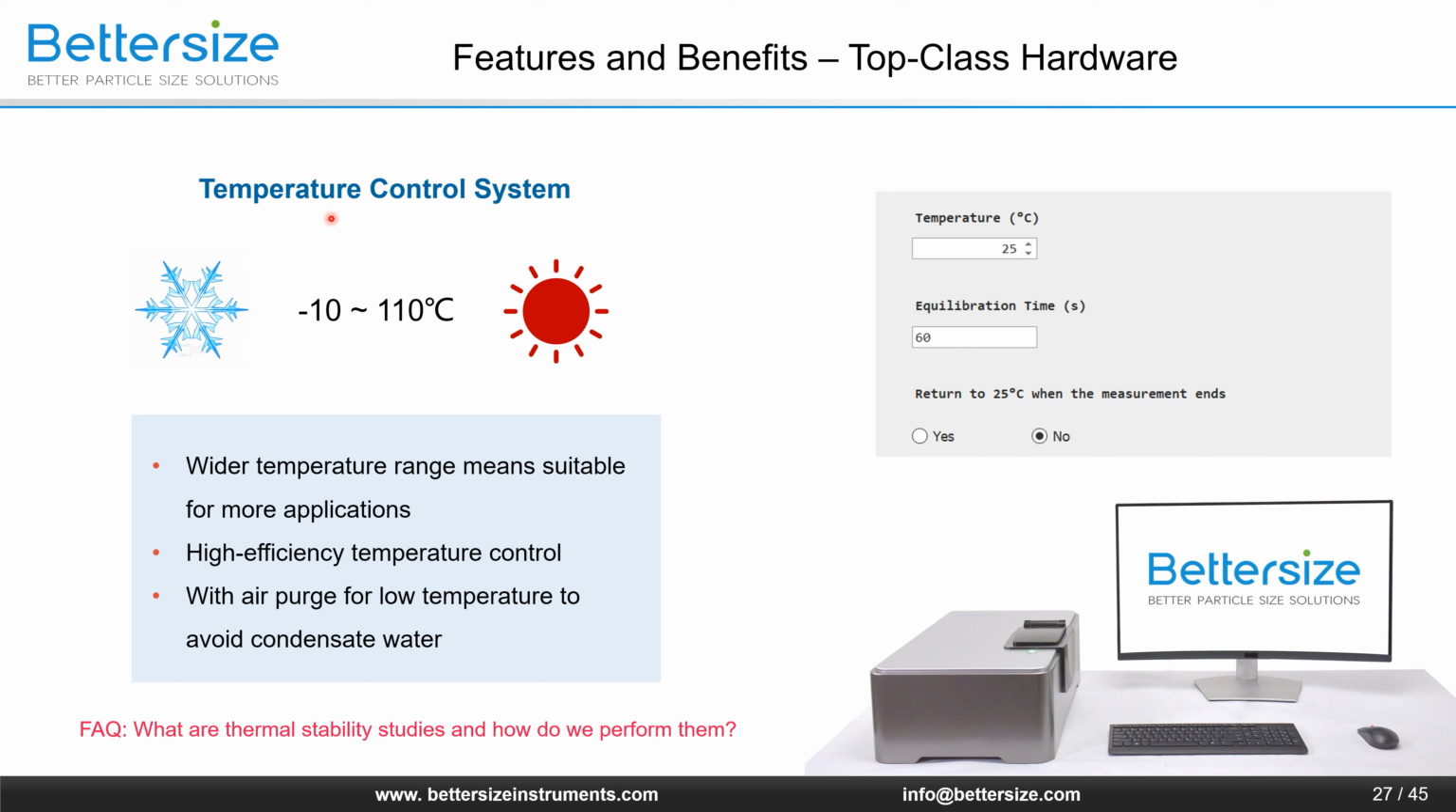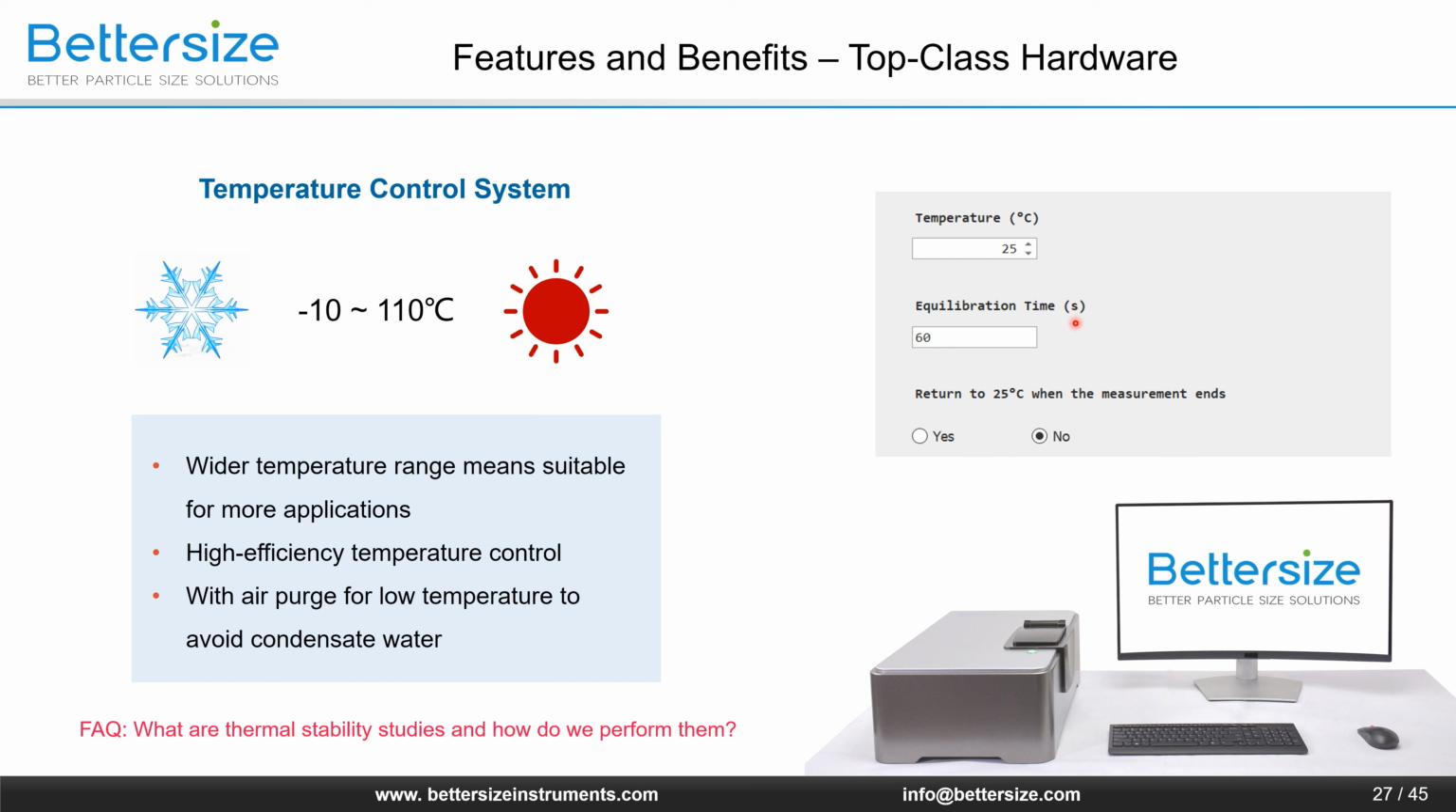Temperature is an essential parameter for DLS measurement and has to be precisely controlled. Therefore, the BeNano offers adjustable temperature between -10 and 110 degrees to meet various measurement requirements. On the BeNano software, the user sets the target temperature of the sample and the equilibration time left for the sample to reach the target temperature.